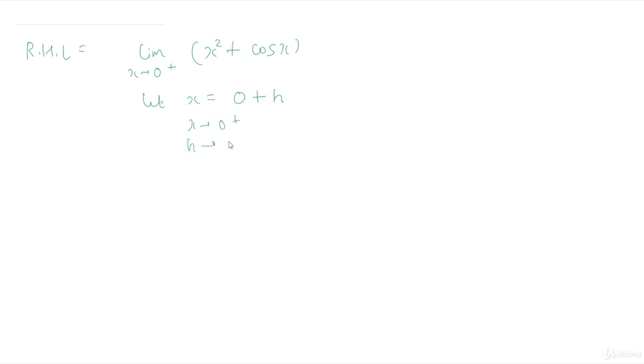So here, the right hand limit will be written symbolically as limit x approaches to 0 positive of x square plus cosine of x. Similarly here also we replace x with h. So let's say x is equal to 0 plus h, and since h is a very small positive quantity and x is approaching to 0 positive, h will approach to 0. Now we will be replacing x with h in the limit.